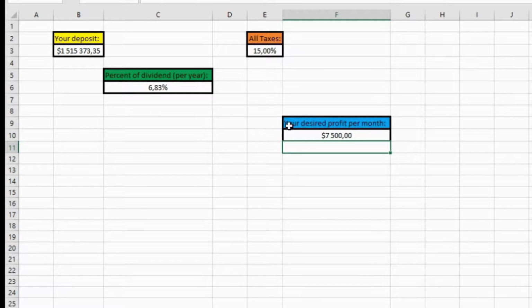If you need every month profit $7,500 and your dividend yield is 6.83% per year, and your taxes are 15%, so you need $1,515,373. Okay, so these were our 3 persons.